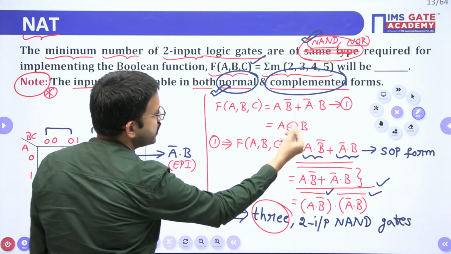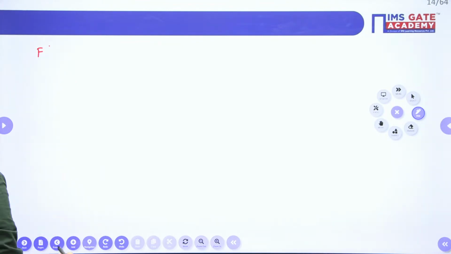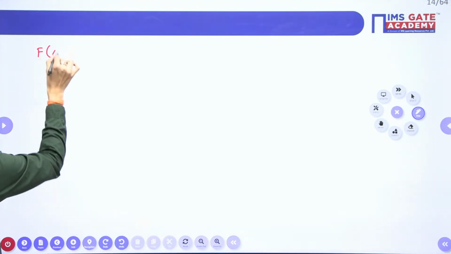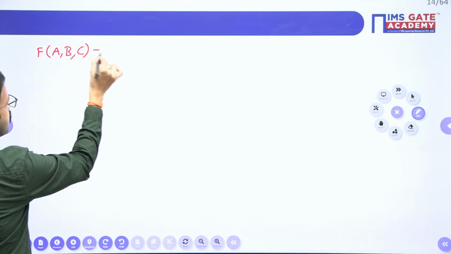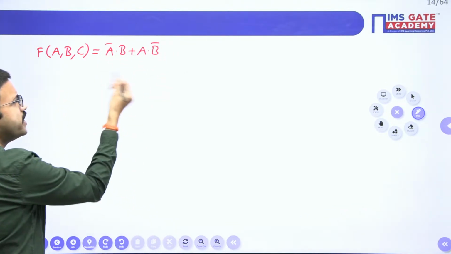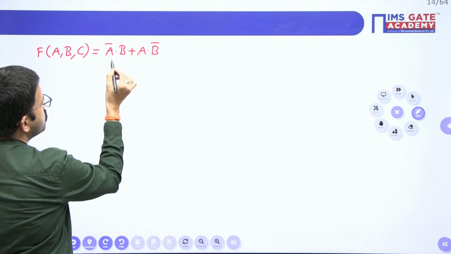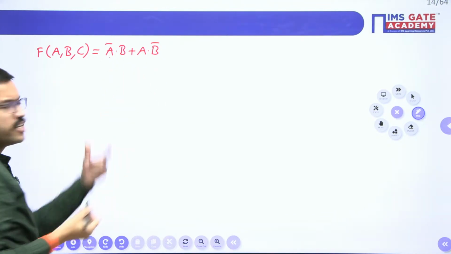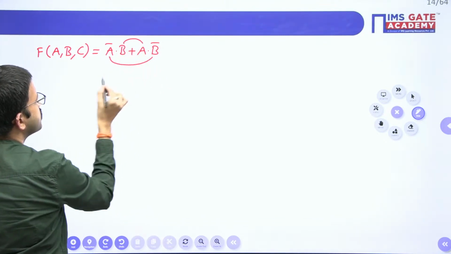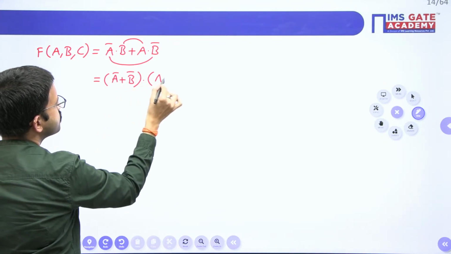Now, whatever the expression here you are having, I am considering once again the output function f of ABC equal to a bar b plus a b bar. This is the function we got. Now, just apply transposition law for this one. Here if you observe a bar plus a, you will get 1, so you should not consider that combination, you consider the other variable. A bar plus b bar, here a plus b. A bar plus b bar into a plus b.